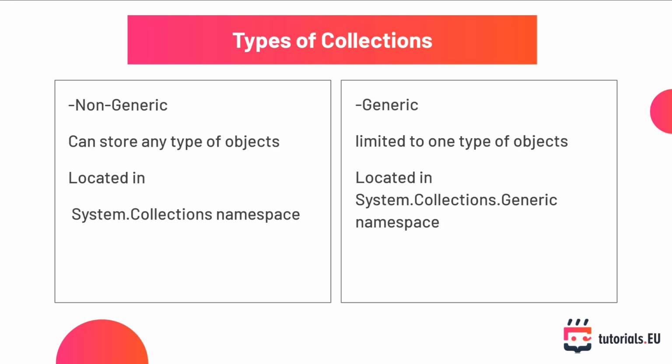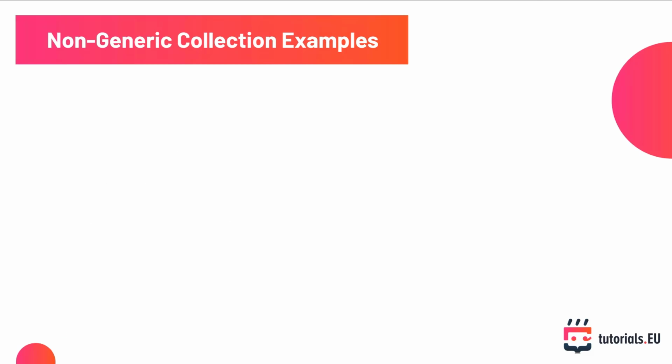So now there are two different types of collections. Non-generic collections, which we can use to store any type of object, and they are inside of System.Collections, inside of that namespace. And then we have the generic collections, which are limited to one type of object. So we use them if we are sure that we don't need different types of objects that we want to store. And they are located in System.Collections.Generic, so in that namespace.